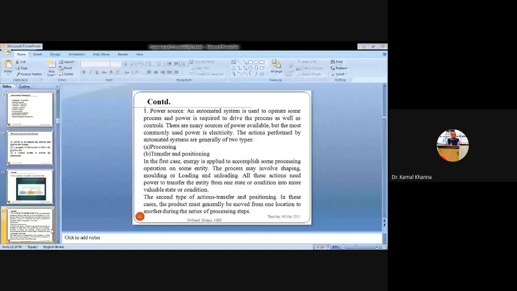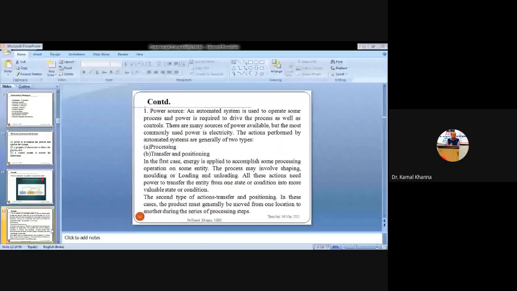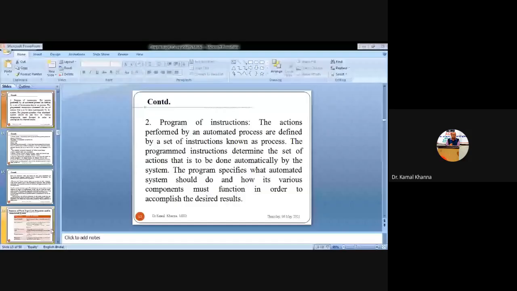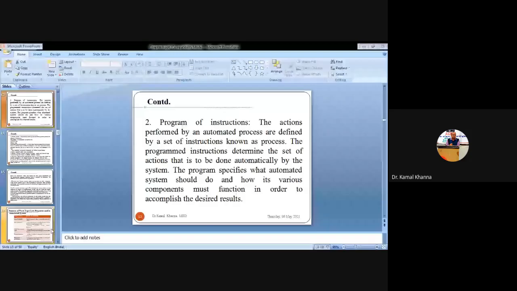The second element of the automated system is the program of instructions. So what is the program of instructions? We have already discussed this in various lectures also. The program of instructions is the action performed by the automated system or the automated process, which is basically defined by a set of instructions known as the process.